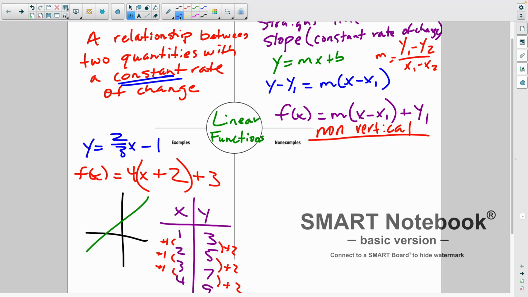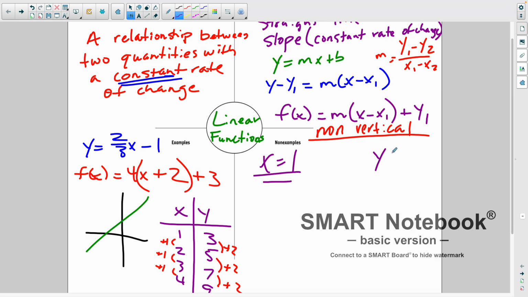Now, let's go to some non-examples, all right? What would not be a linear function? A vertical line. Say again? x equals. Okay, x equals like 1, or whatever that would be, a vertical line. Okay, good. Somebody else said something up here in the front. I said vertical line.